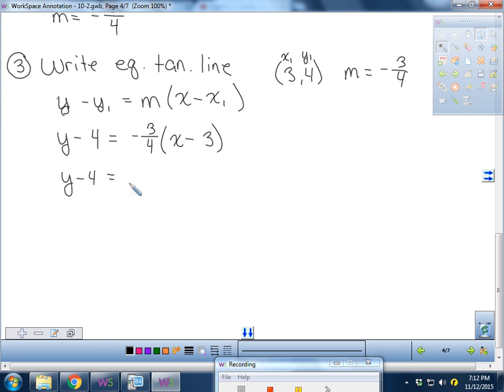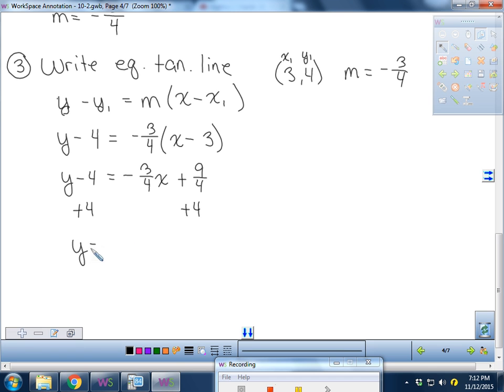So negative 3/4 times x is negative 3/4 x. And negative 3/4 times negative 3 is going to be a positive 9/4. Remember, your calculator will multiply that for you if you cannot. Then you're going to add the 4. So 4 will be added to this number back here.